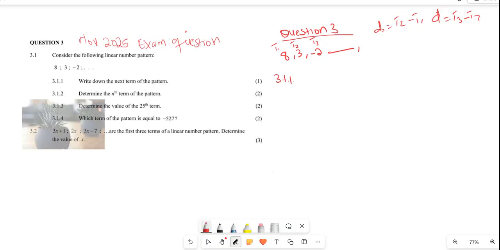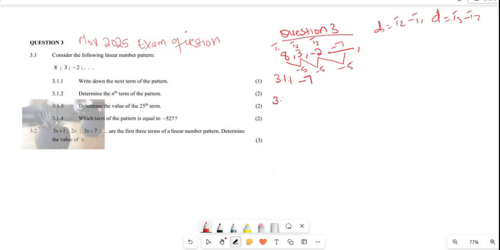So in order for us to get the common difference, or to get our D, it is T2 minus T1, or T3 minus T2. All this must give me the same answer. So 3 minus 8 is going to give me -5. And then -2 minus 3 is going to give me -5. Which means that even here we have -5. Because the pattern is decreasing, we have negative -7.